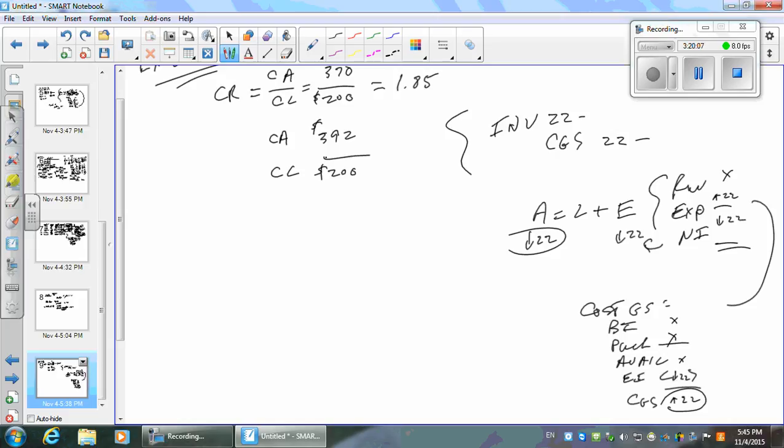Oh, by the way, what is that number? I should have done that. 392 divided by 200, because we'd increase our current assets by 22, but we would not change our current liabilities. 1.96, so that's what they wanted to do in the problem, okay? All right, on this next one, what do you think of that one? What do you think, guys, on number 2 there?